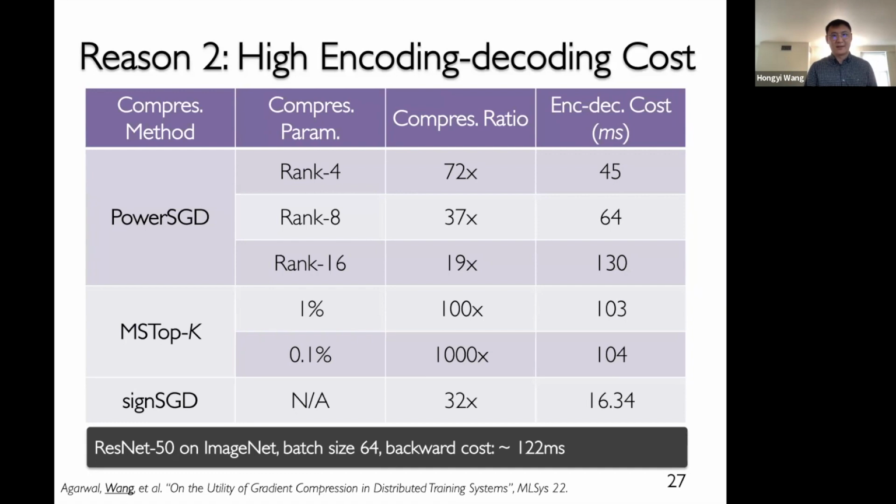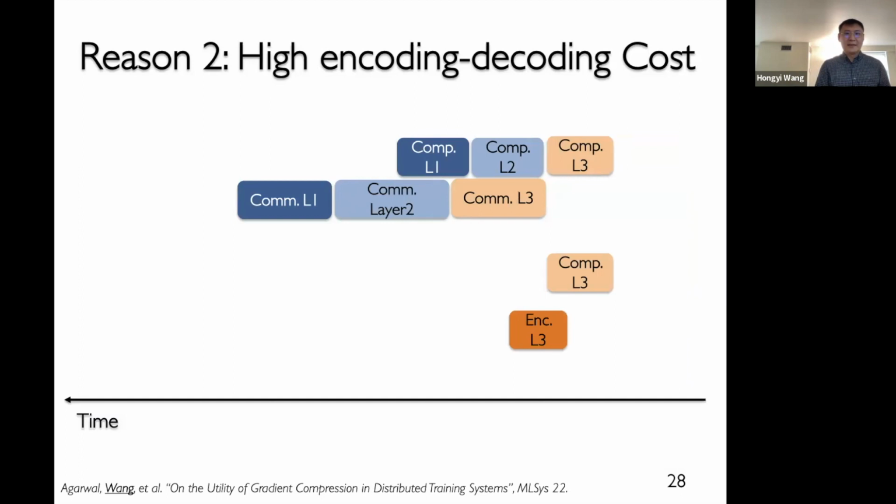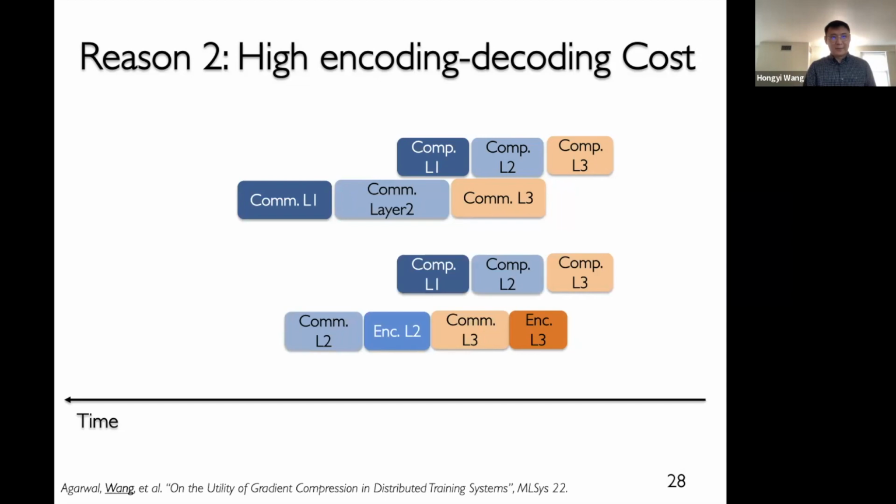So if I try to plot the timeline here, you're not just overlapping the computation with the communication. You're trying to overlap the computation with the encoding and decoding part plus the communication. If your method is not designed quite well, the encoding time will be long, and there will actually be a longer iteration time compared to the vanilla SGD.